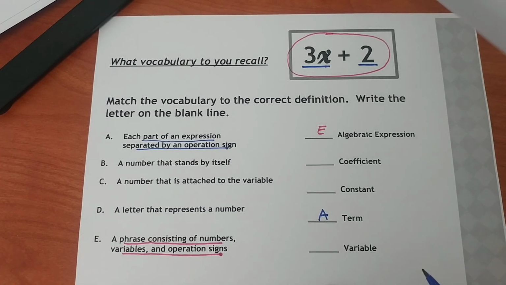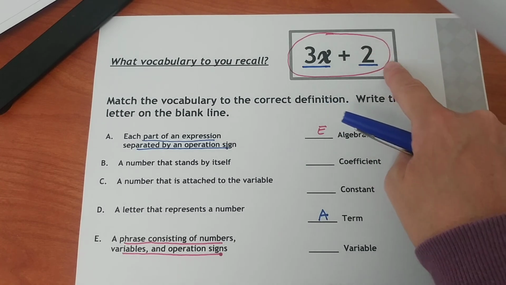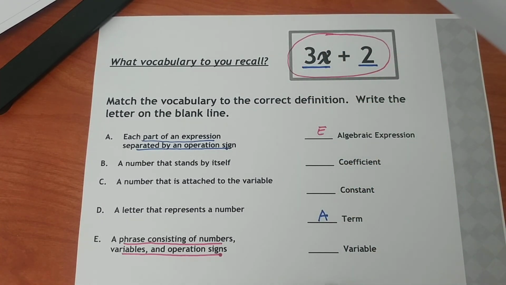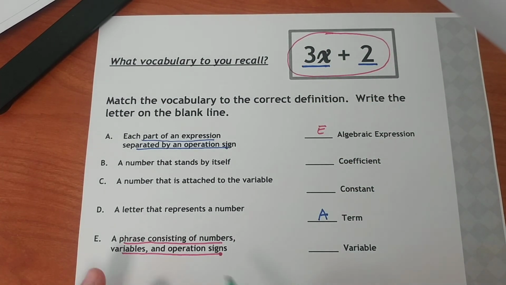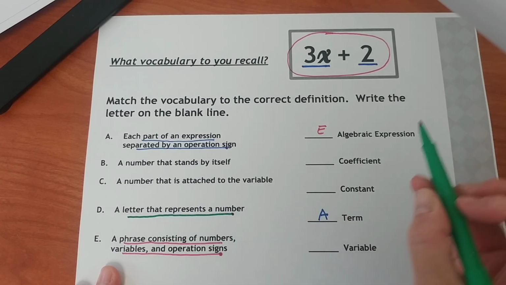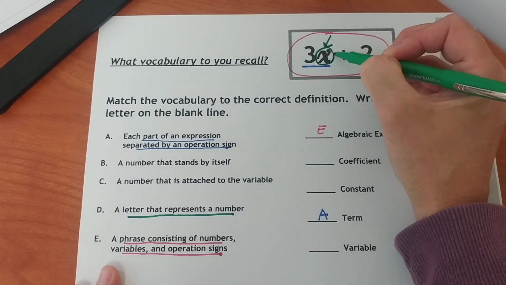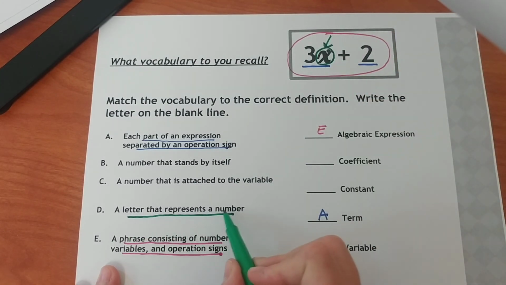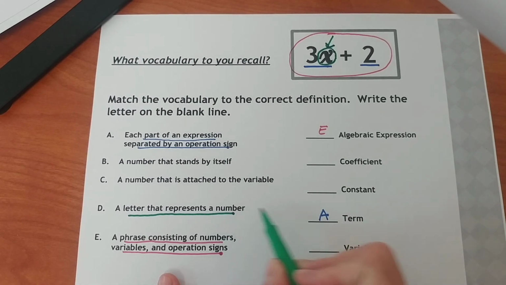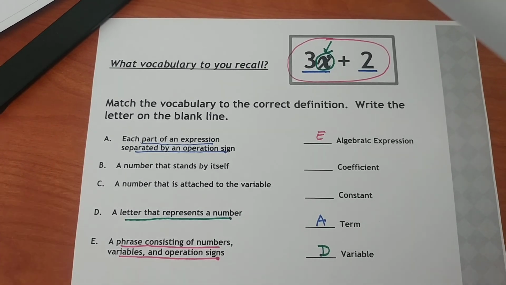And if you remember from last year, you can simplify by combining like terms. Like if this had a 2x, we could add them together, right? Those are terms. We know that a letter that represents a number is a variable. And the variable that's being used up here is this x. So a letter that represents a number is a variable, so D is the variable, and that's the x in this example. Now the last two left are called the coefficient and the constant.